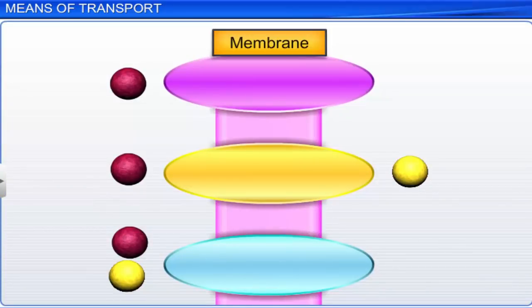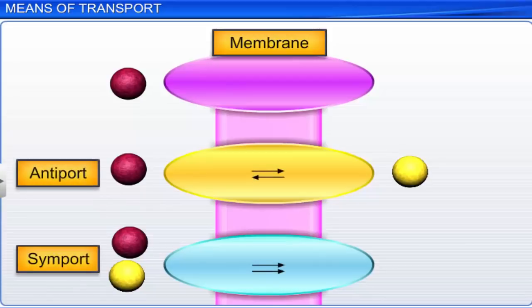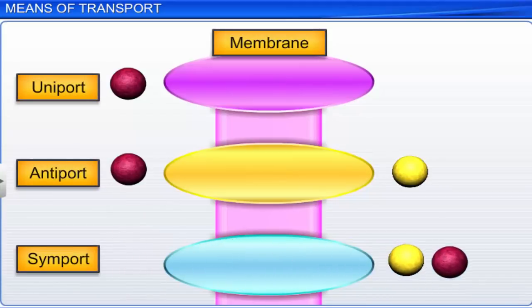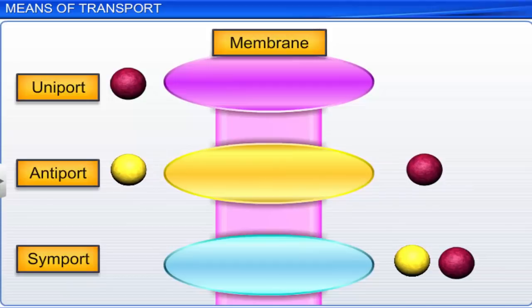Some transport proteins allow diffusion if 2 different types of molecules are required to be transported. Based on direction, transport of molecules can be differentiated into 3 types: symport, antiport, and uniport. Both molecules cross the membrane in the same direction in a symport, while they move in opposite directions in an antiport. In uniport, as the name suggests, a single molecule diffuses across a membrane independent of other molecules.